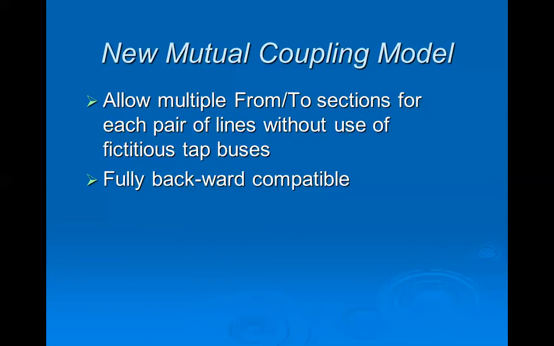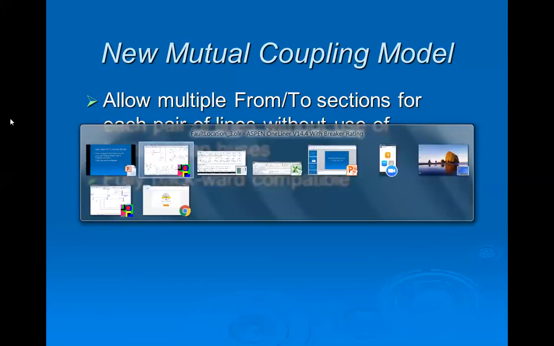All right, so let me go further to another new item that I want to show you guys today. That's about the mutual coupling model that we introduced in version 14.4. It will now allow you multiple from and to sections for each pair of lines without the use of fictitious sub buses. And again, I want to emphasize that this one is fully backward compatible. I'll show you what I mean in this example.